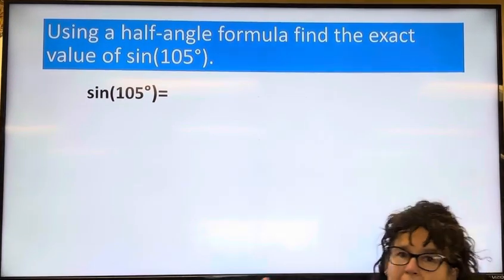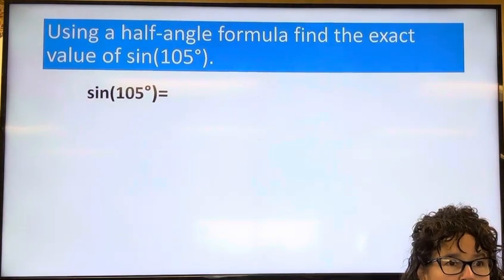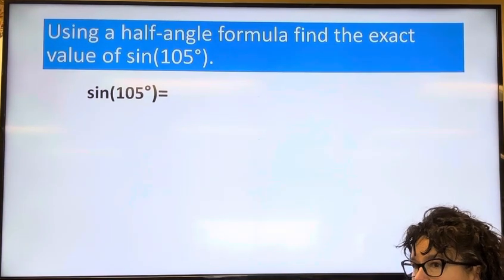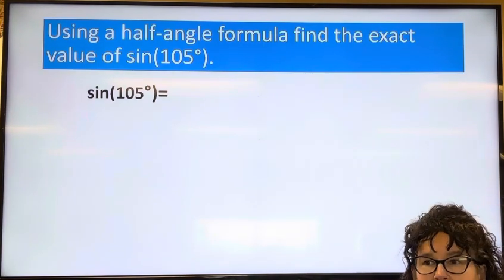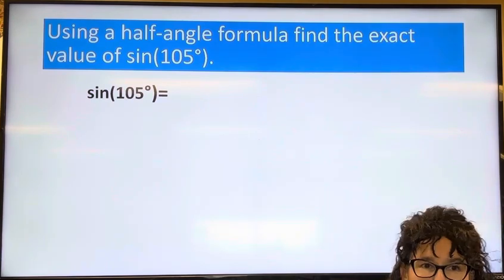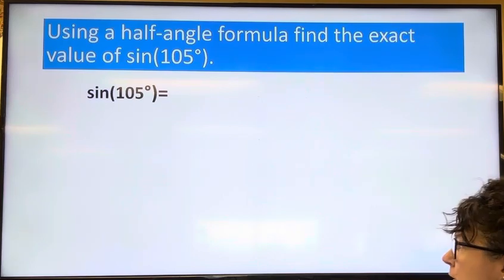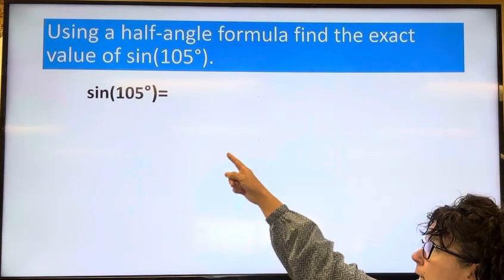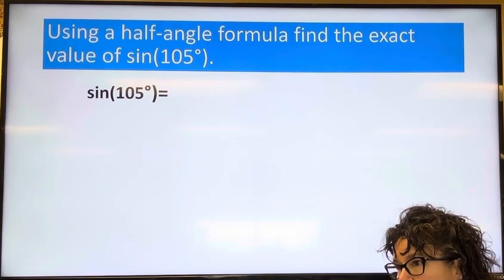We're going to use a half-angle formula to find the answer to sine of 105 because we don't want an estimate, we want an exact answer. Half-angle formulas and double-angle formulas, one of the purposes is so that we can find an exact answer even though, for example, here 105 is not on my unit circle.